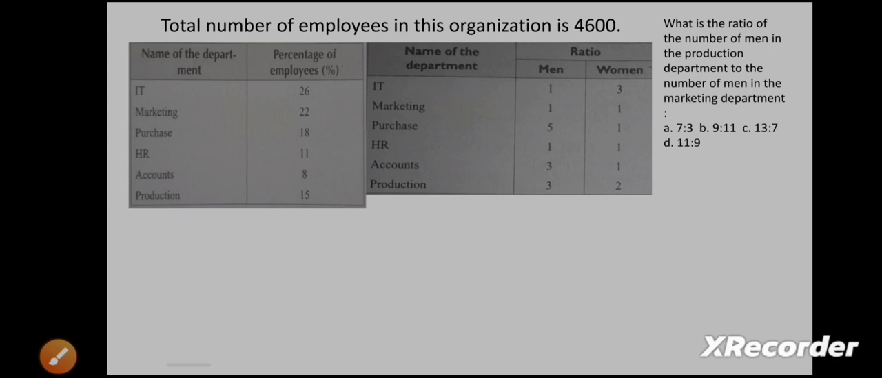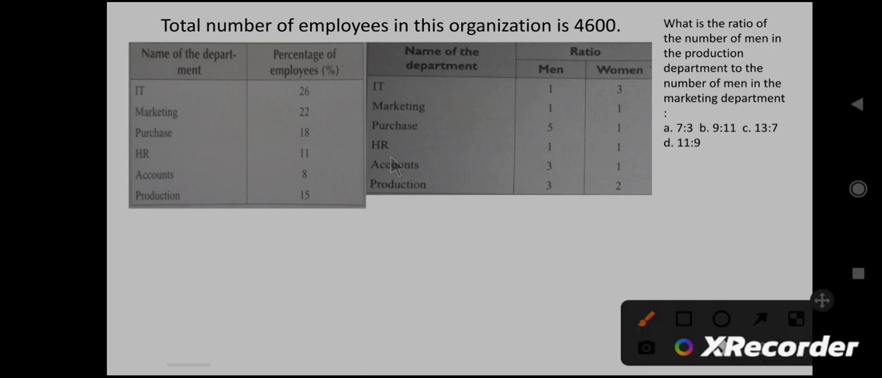What is the ratio of the number of men in the production department to the number of men in the marketing department? So let me write it over here. Men in production department. From the previous question, from the third question, we got 414. And men in marketing department we got 506. Please refer to question number 3. These two numbers we got from that question. So what they are asking is the ratio of these two things.